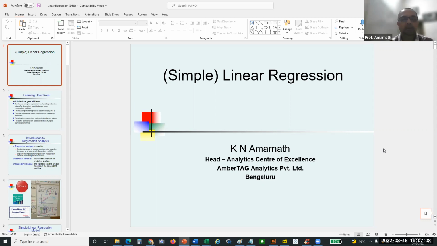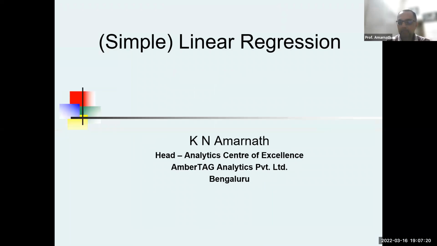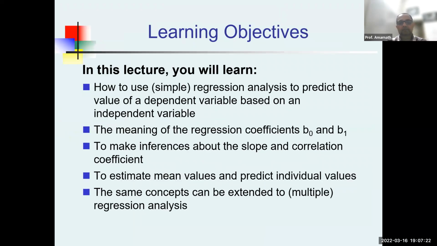So here, what is a response variable? What are the predictors to it? With a very basic example, we'll try to learn it. Let's see. So how to use simple regression to predict the value of a dependent variable based on an independent variable. So we learned the equation.